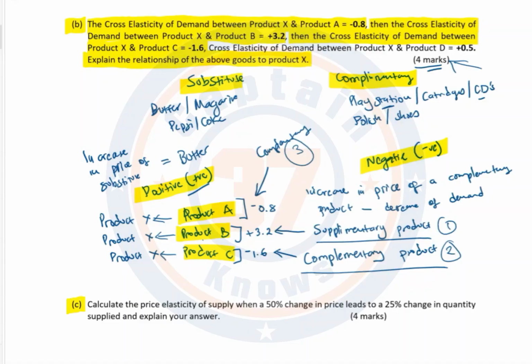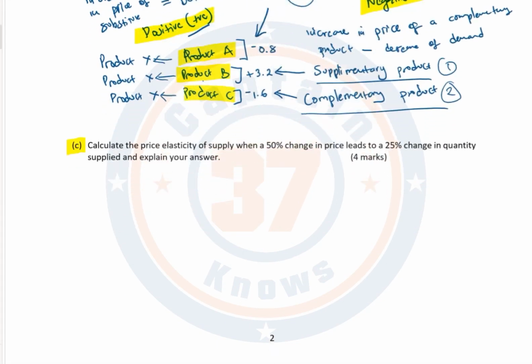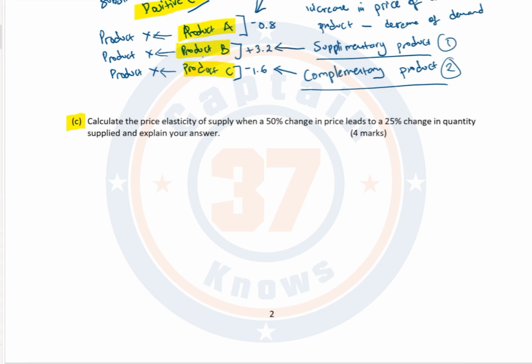Question C. All right, what are we supposed to do? Calculate the price elasticity of supply when a 50% change in price leads to a 25% change in quantity supplied, and explain your answer. Okay, so we are talking about price elasticity, which is something that you really need to know.